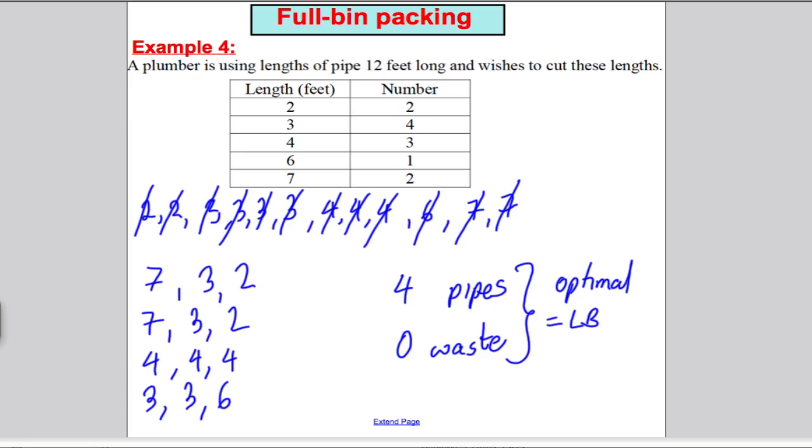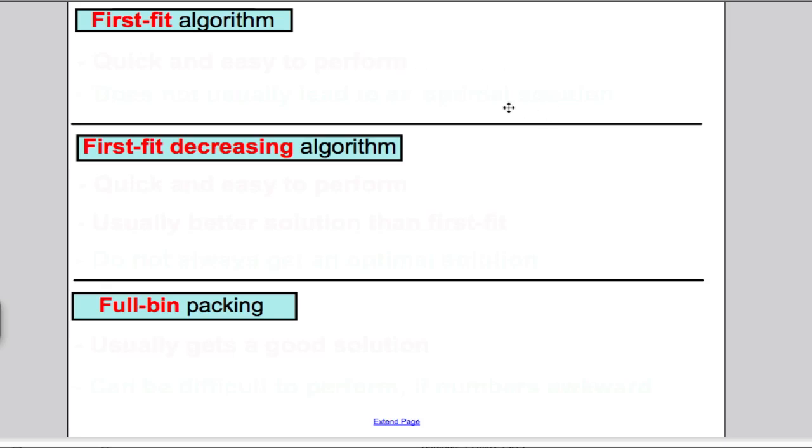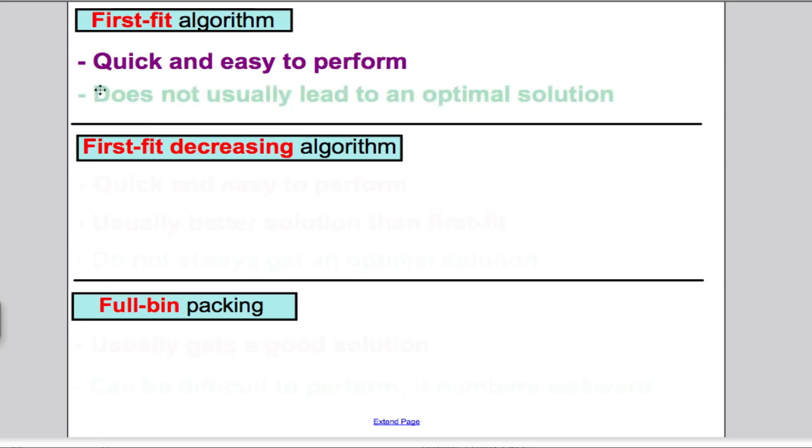Now we've worked through those examples, I just want to point out to you the advantages and disadvantages of the three different methods of bin packing. So we need to know this for the exam. So the first fit, what was good about the first fit? Well, it was quick and easy to perform. Unfortunately, that was about it. We did not often get an optimal solution. We tended to get quite bad answers from that.